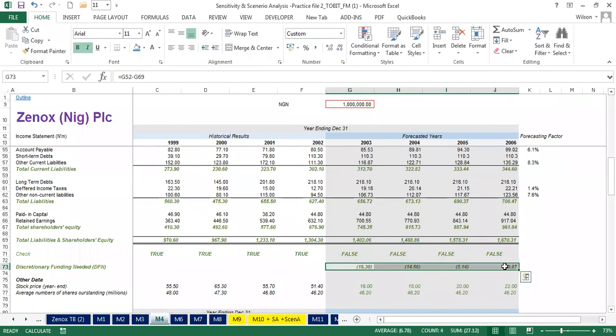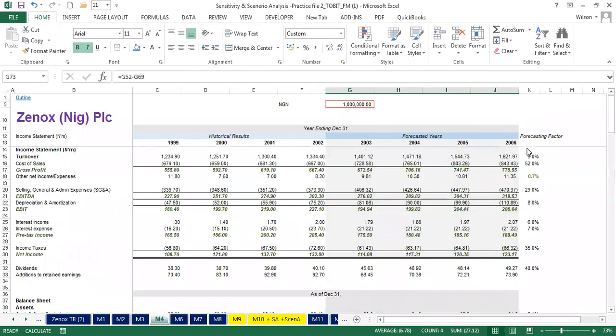Balance sheet. Can someone hear me? Yes, we can hear you.